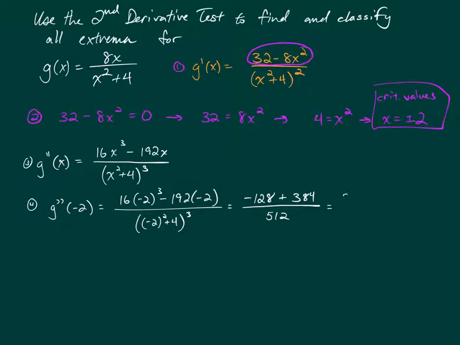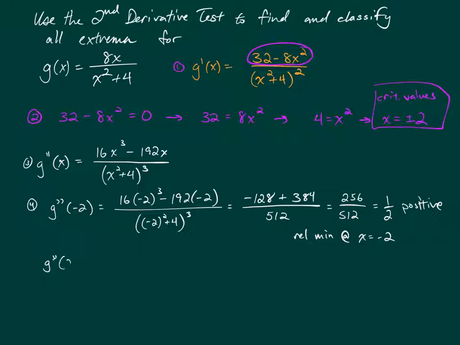Which is 256 over 512, which is 1/2. All right, that is positive. That means there is a relative minimum at x equals negative 2. For now, anyway, we're definitely guaranteed a relative minimum. It might be an absolute, but let's continue with this to see what happens. So that's step 4.